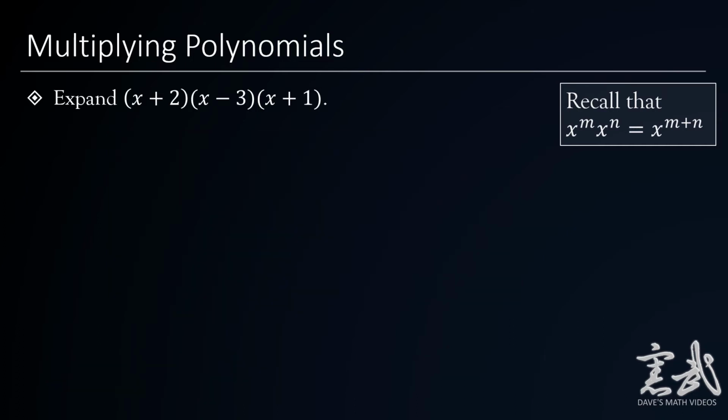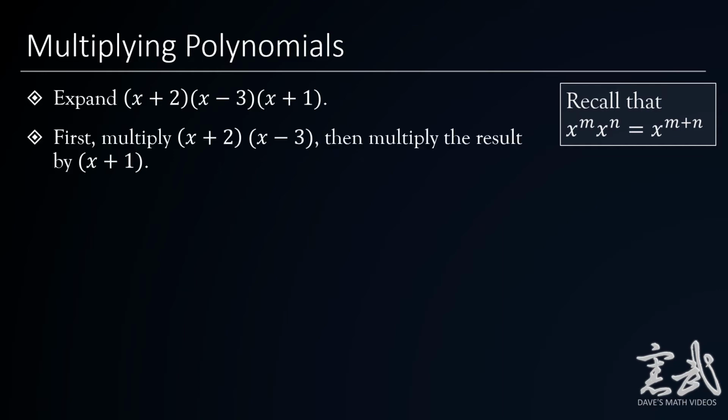Let's look at another example. We want to expand x plus 2 times x minus 3 times x plus 1. We're going to multiply x plus 2 times x minus 3. Then we'll multiply the result by x plus 1. To do this, we'll use the FOIL method. And this gives us x squared minus 3x plus 2x minus 6. Or, combining like terms, x squared minus x minus 6.